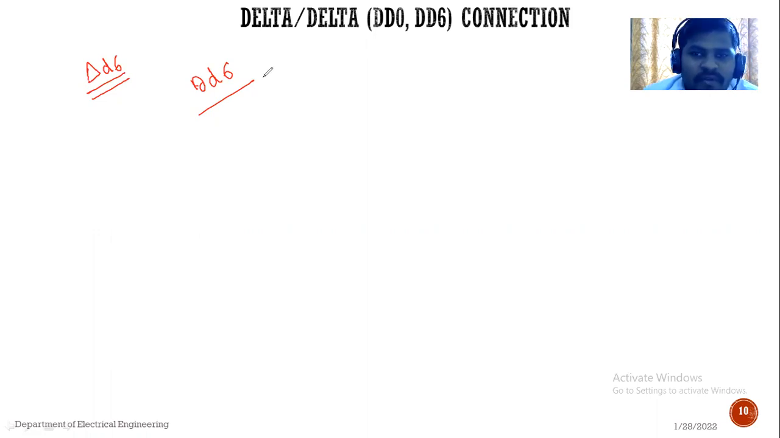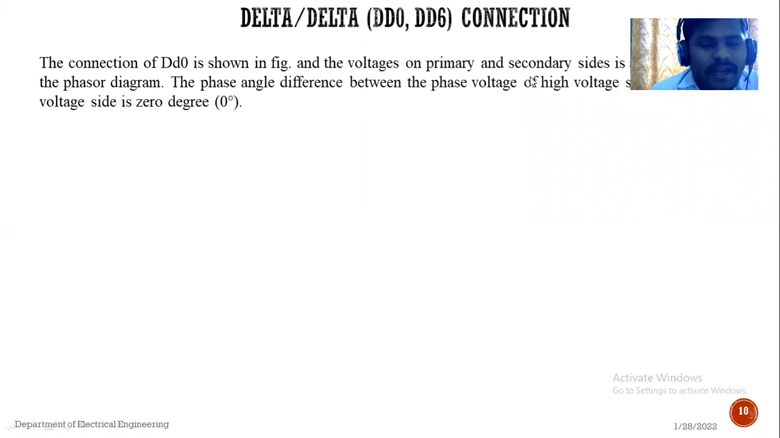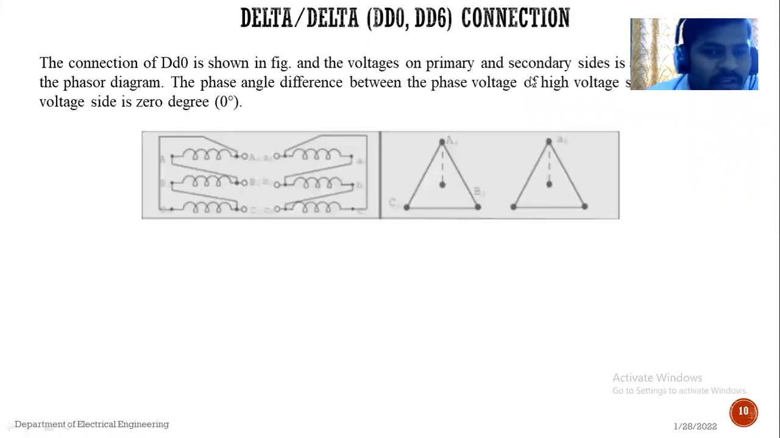So we want to discuss delta delta 0 connection and delta delta 6 connection. In that, first we will discuss delta delta 0. The delta delta 0 connection can be shown in this figure. Look, the delta delta 0 connection is shown in this figure.